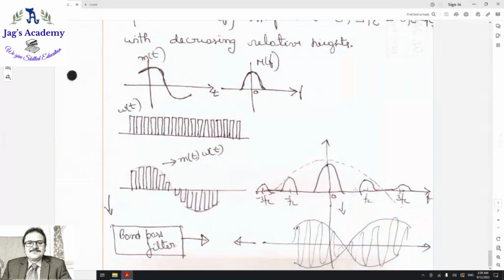Of course, while drawing I have made the amplitude the same, but it won't be, because there are C0, C1, C2 and all, right? Here that C0, C1, C2 is considered, and you can see the amplitude is going down here.